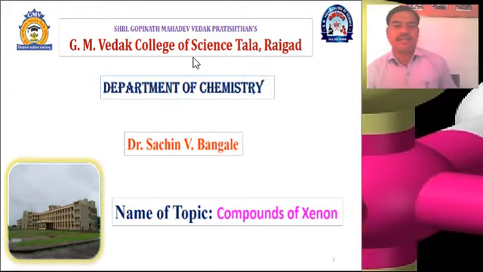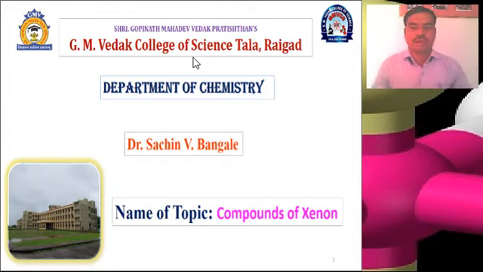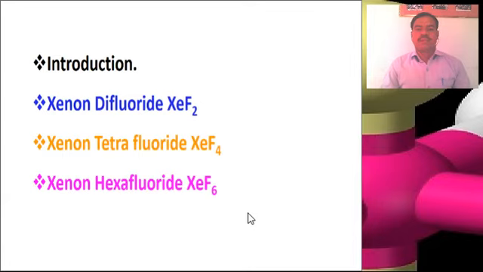Now I am here to teach the compounds of xenon. Here is the content of today's discussion: xenon difluoride, molecular formula XeF2; xenon tetrafluoride, molecular formula XeF4; and the last one is xenon hexafluoride, molecular formula XeF6.